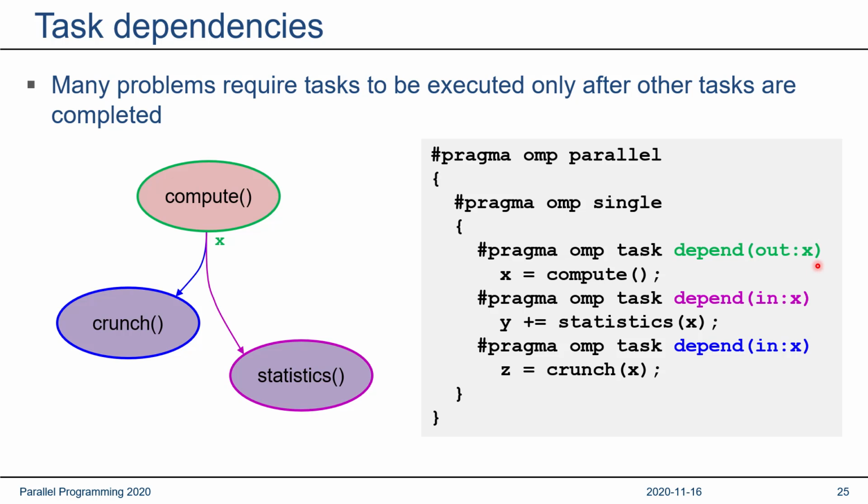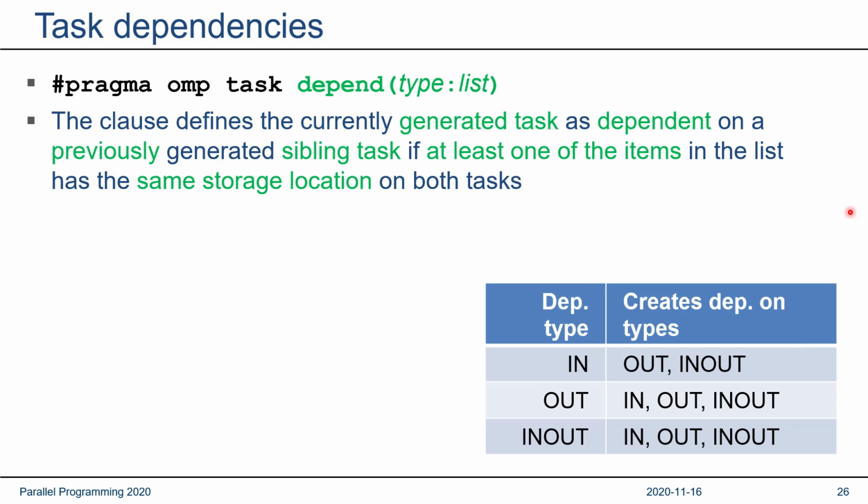We could also have arrays or elements of arrays here, and it is the task of the runtime and the compiler to figure out which of those actually are dependent. So you could have, for example, a part of an array in the output dependency, and a different part in the input dependency, and if the compiler can prove that these are exclusive, there will be no dependency. So a prerequisite for this dependency to work is that at least one of the items in the list has the same storage location on both tasks.